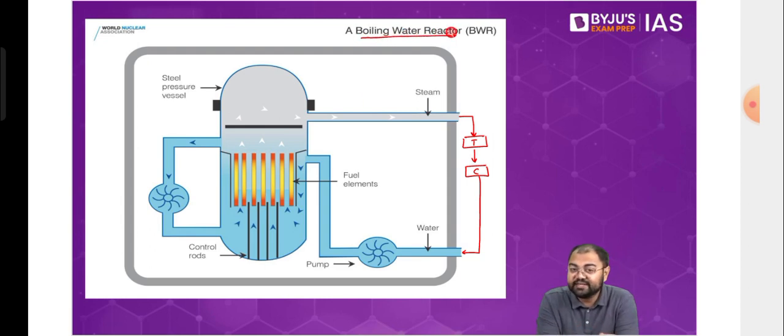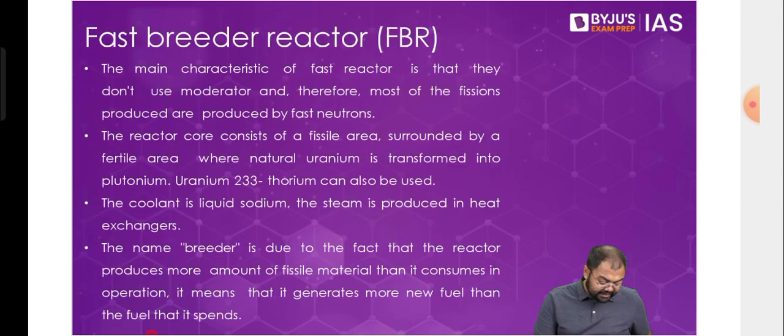Now, the fact about boiling water reactors is that the first two reactors that India started using were boiling water reactors, and then after that we started using pressurized heavy water reactors. Now the efficiency of boiling water reactors is not as good as the pressurized heavy water reactors, and that's why it's not a reactor that is used very often or very widely.